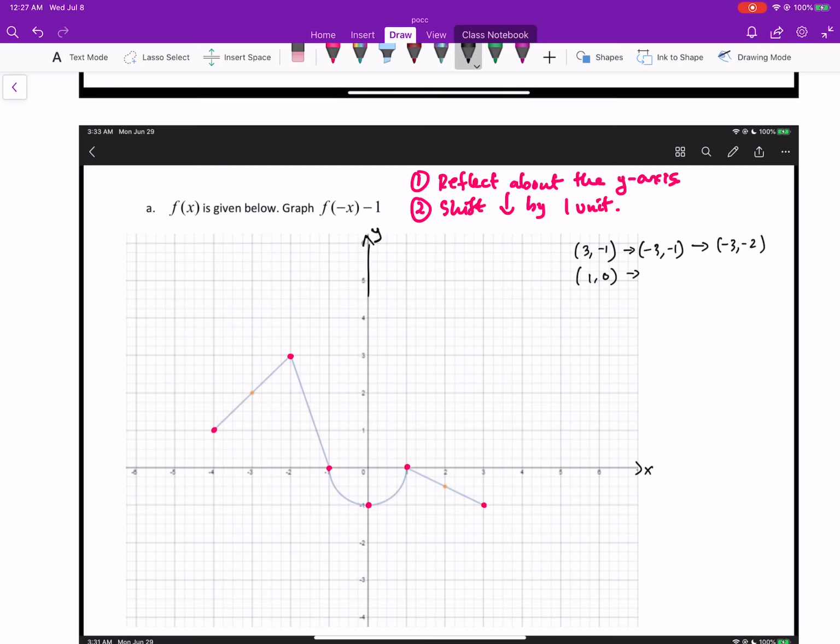If I reflect about the y-axis, I end up getting negative 1 comma 0. Shifted down by 1, I end up getting negative 1 comma negative 1. If I go to the next point, which is 0 comma negative 1, when I reflect about the y-axis, I still get 0, negative 1. And then I'm supposed to shift it down by 1 unit, so I get 0, negative 2.